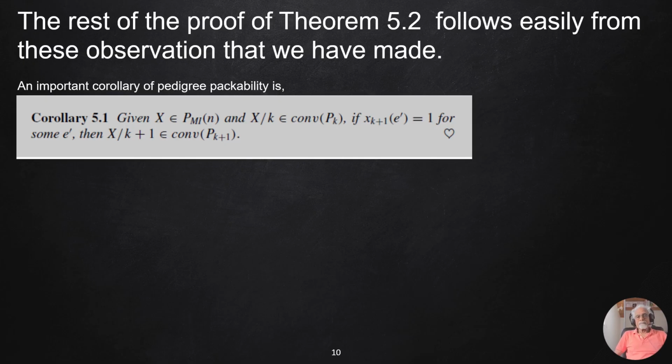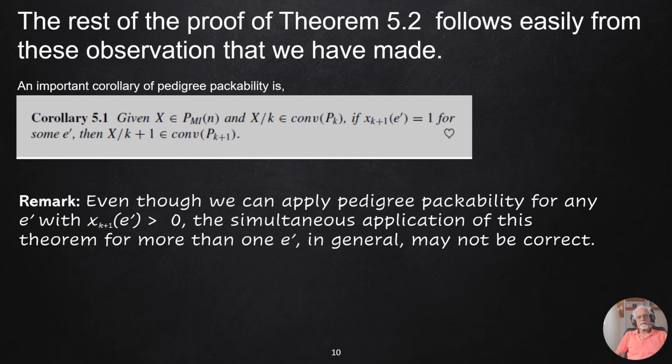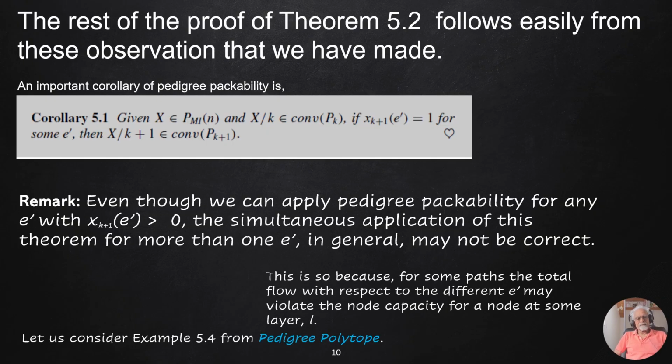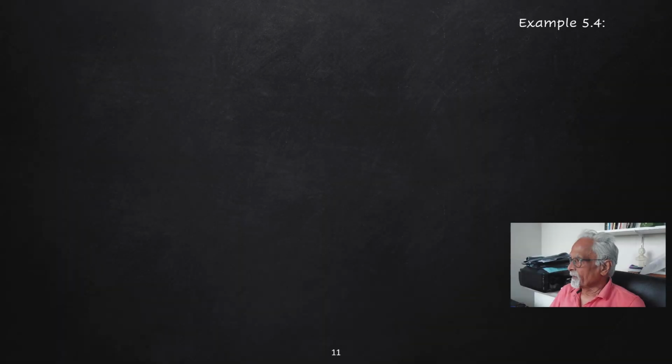Even though we can apply pedigree packability for any E prime with x_{K+1}(E prime) positive, the simultaneous application of this theorem for more than one E prime in general may not be correct. We shall see example 5.4 from Pedigree polytope next. It is from the book, chapter 5, example 5.4.